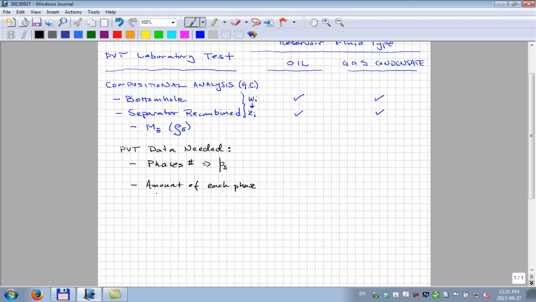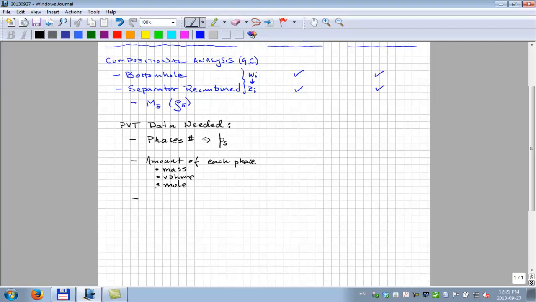And when we're talking about amounts, we're talking about in terms of mass, maybe volume, and sometimes perhaps the moles of each phase. These would be different expressions for the amount of each phase. And then we need to know for each phase the phase properties, what I'll call, and those fall into basically 3 categories. The one is knowing the density. It's typically the mass density, the kilograms per cubic meter. The viscosity, used in all transport modeling, and then potentially the compositions of each phase.